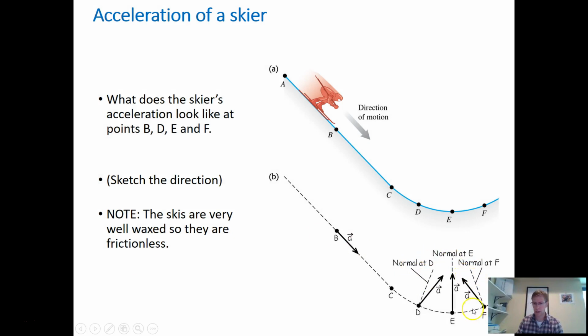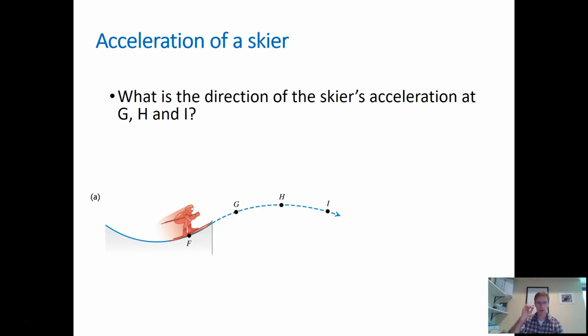You can see here that, again, at D, it's a little bit forward of the normal. Normal, again, is code word for perpendicular, right? So a little bit forward of the normal because you're speeding up and turning. At E, it's just perpendicular because you're neither speeding up nor slowing down. And then at F, it's behind the normal because you're slowing down and turning. Okay, cool. That was crazy, right?